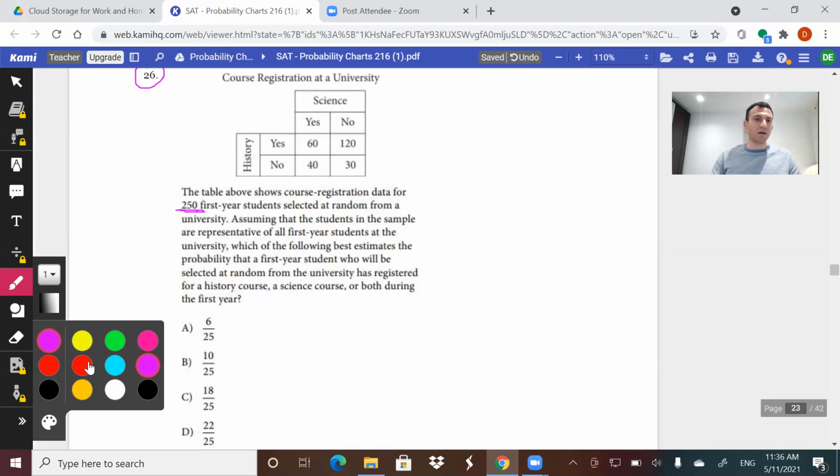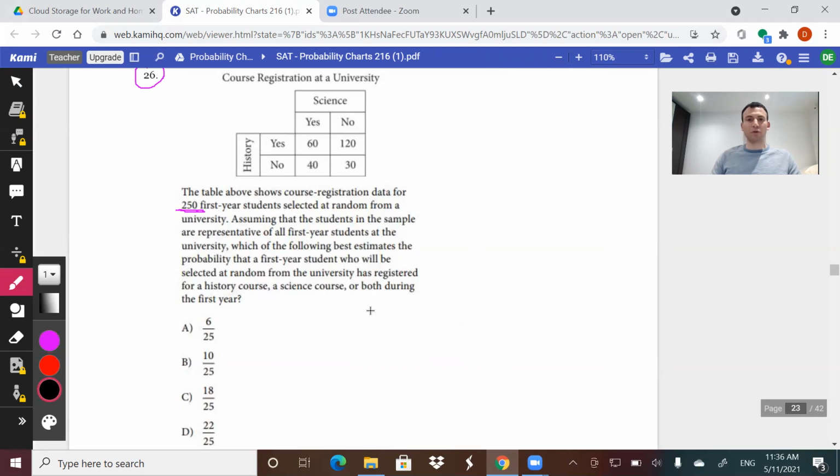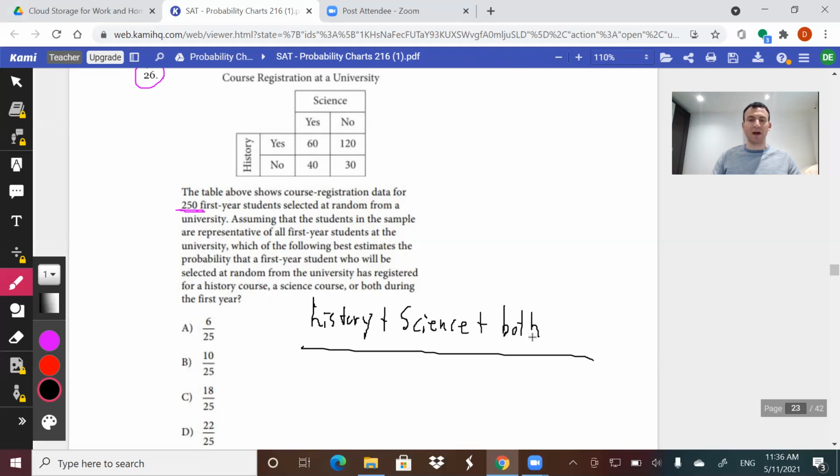So this is an or problem, right? We'll take someone who's just history. We'll take someone who's just science. And we'll take someone who's both, and we want to know the probability of getting this over all possible outcomes. So all registrants. So interestingly enough, we already know all registrants. All registrants is, they told us 250.